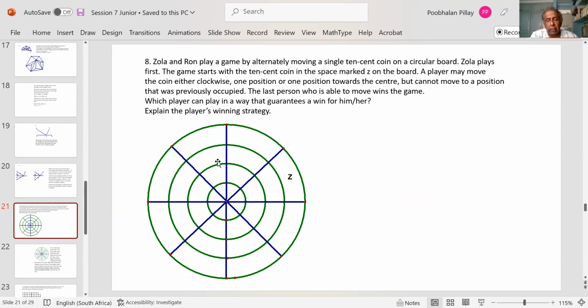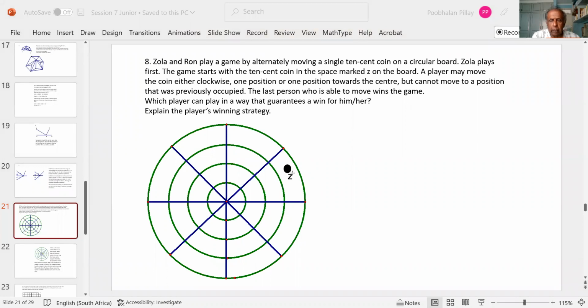Like in this particular question, you've got Zola and Ron play a game by alternately moving a single 10-cent coin on a circular board. So what these people have is a coin, like that. Imagine this is a coin, and Z stands for Zola. Zola plays first. She can take this coin and move it that way or that way, any way she feels like.